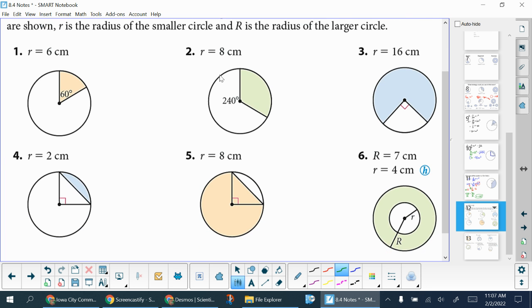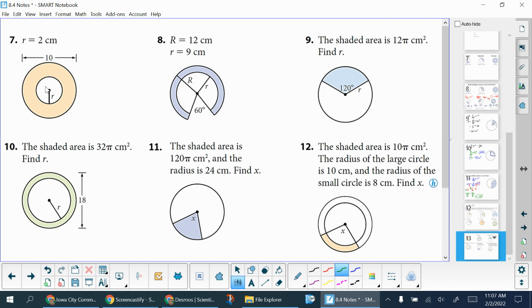These first ones are all just finding the area. And then back here, you've got somewhere you're solving for the radius. This one's finding the area. They tell you the radius there. This one you're solving for this radius. Oh, no, sorry, this one's wrong. This one, r is 2. So you're finding the area, you're finding the area. Here you're finding the radius. Here you're finding the radius.